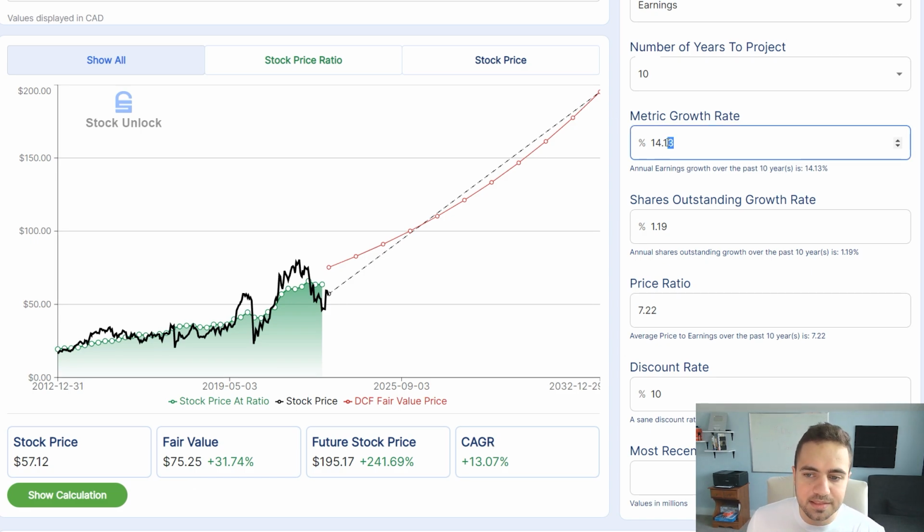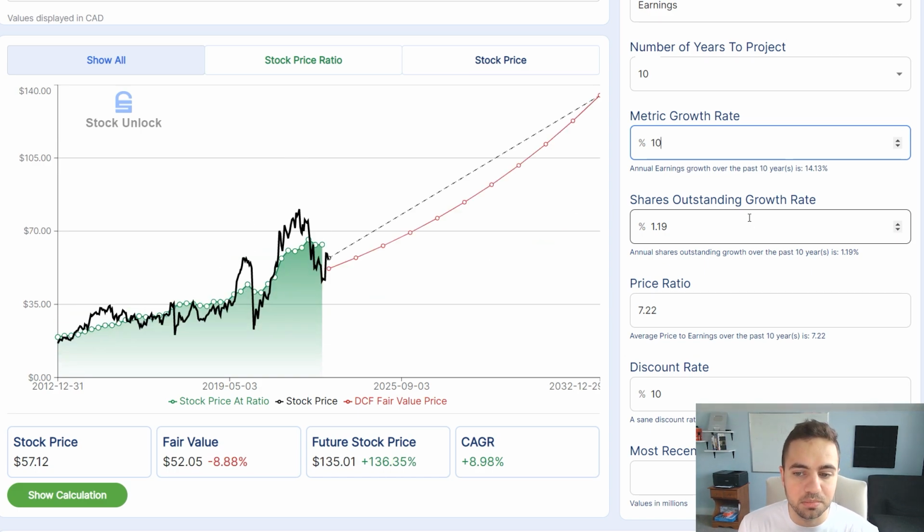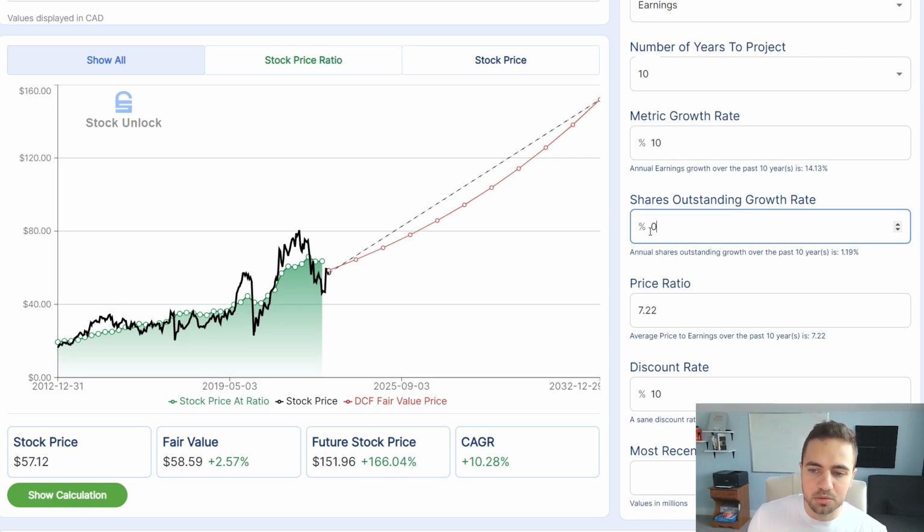Now, I do not think that Equitable Bank is going to grow its earnings at 14% over the next decade, and I think that 10% is probably more realistic. Now, I also think that Equitable Bank is not going to grow its shares outstanding over the next decade. They're actually buying back shares currently, and they're buying back about 3% of their shares over the next year is what the company wants to do. So 0% growth to the shares outstanding, I think, is also on the pessimistic end and being a little bit more conservative.